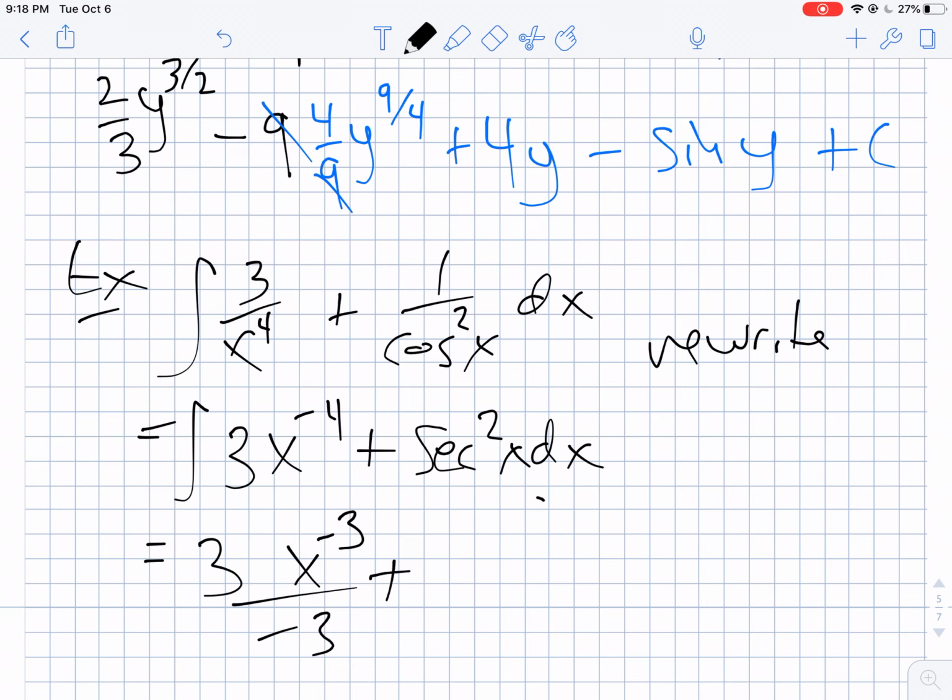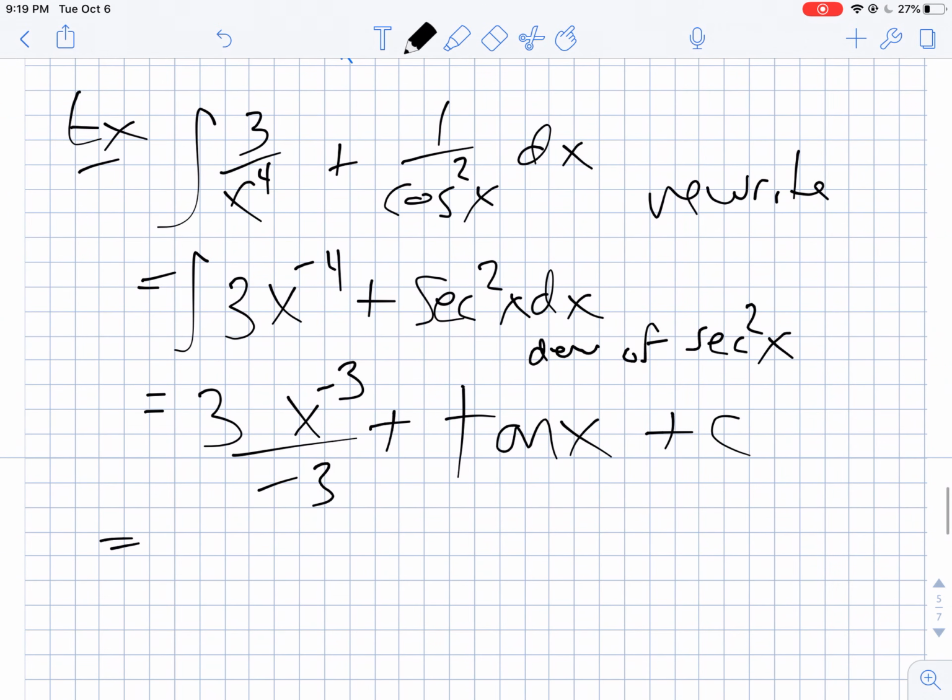What function has a derivative of secant squared? You rack your brain. Do you think about those trig derivatives you memorized? It's tangent. Yeah. So it's just tangent. So these cancel, so this is just negative x to the negative 3, which you could rewrite if you want, plus tangent x plus c. So that's how you approach the problem.